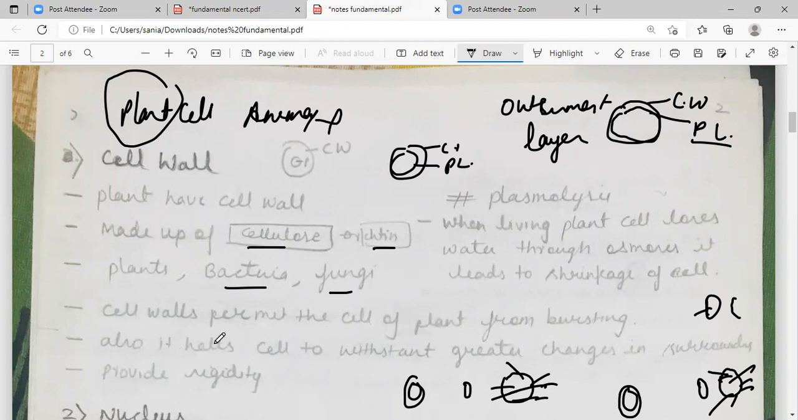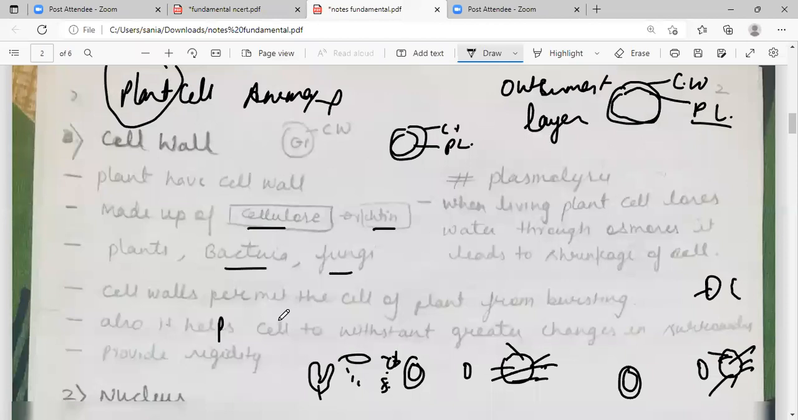Also, it helps cells to withstand greater changes in the surroundings. For example, this is a plant, right? Whether the rainy season is there, whether hot sun is there, whether snowfall is there, the plant will remain the same. Why? Because of the cell wall. The cell wall helps the cell to withstand greater changes in the surroundings.